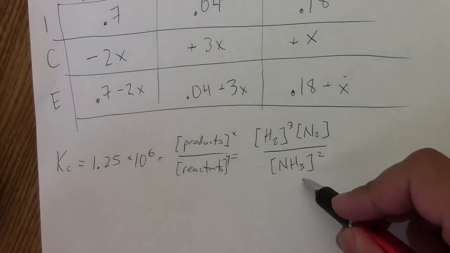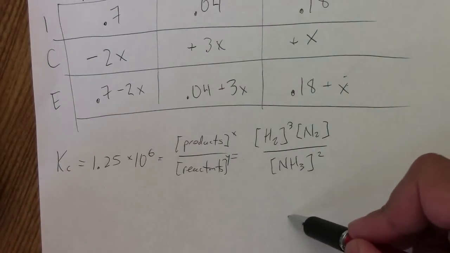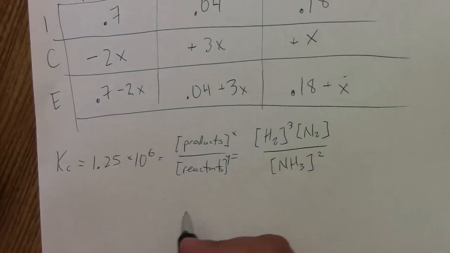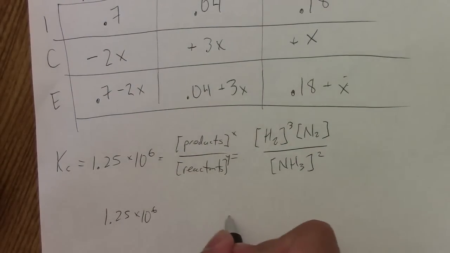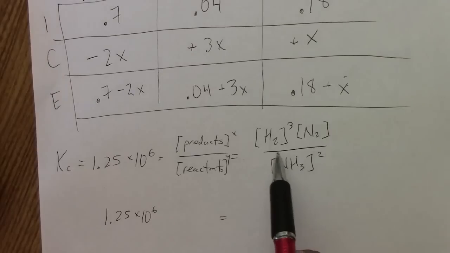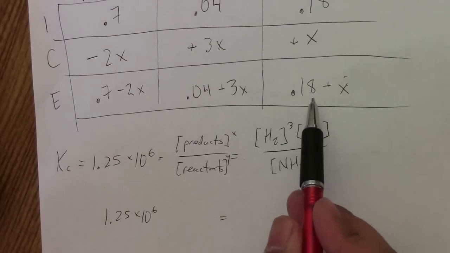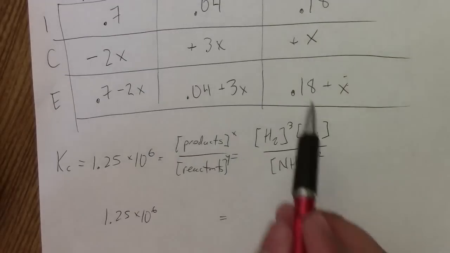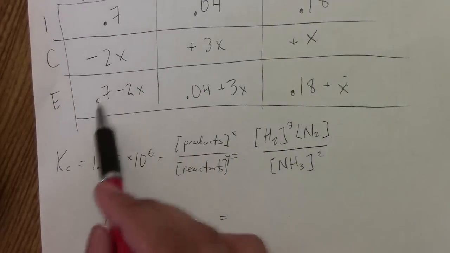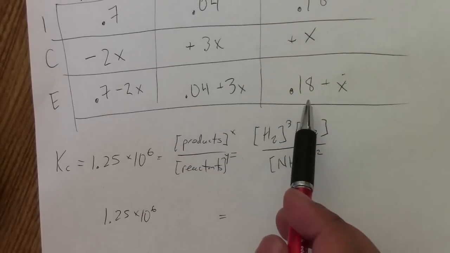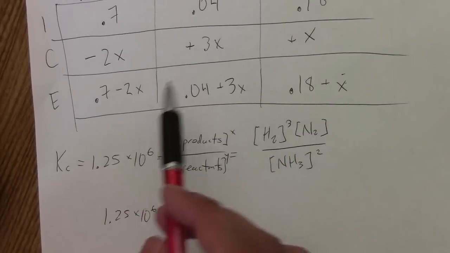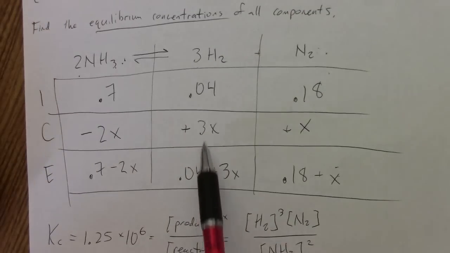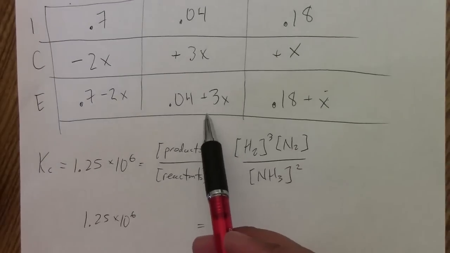And now we can put some numbers in. So I'm going to go down a line here. I'm going to write 1.25 times 10 to the 6th over here. Then I'm going to write an equal sign. Now let's plug our expressions from above into this equation. Remember, again, these are equilibrium concentrations. Even though there's an X, they still represent equilibrium concentrations. So let's start with H2. H2 is our row over here, so we'll plug that in first.